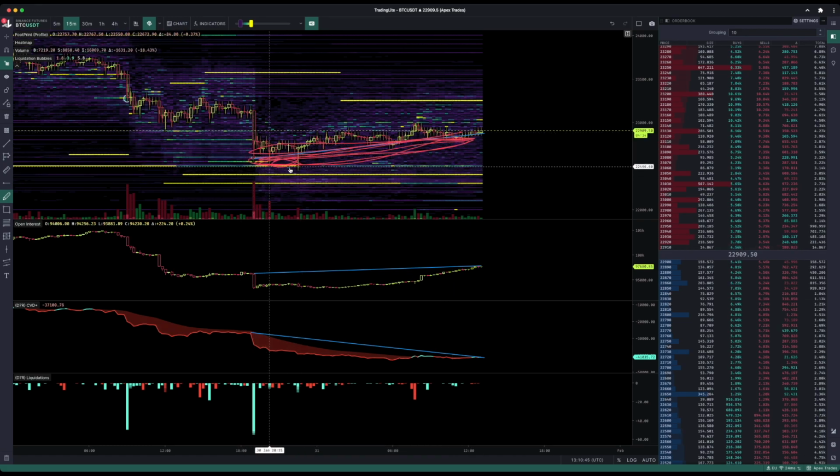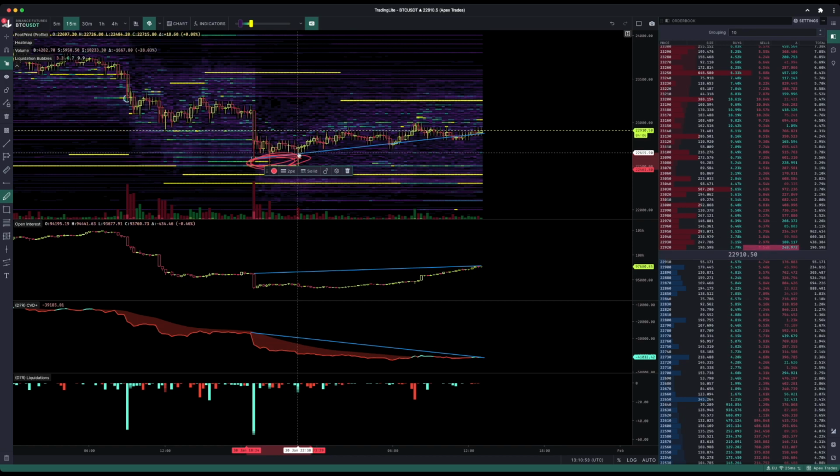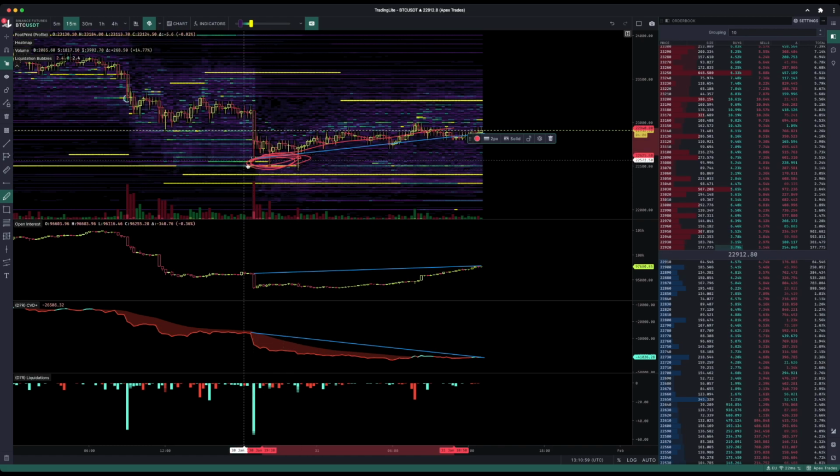Could be here. Could have been this zone. In fact, it was that zone. You can see this is where we absorbed it. Yeah, and then once it got absorbed, even though the pressure continues to the downside with market orders, price goes up. Why? Because the pressure here absorbed it.